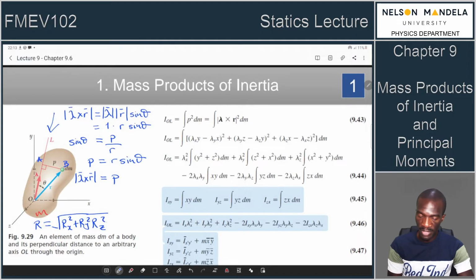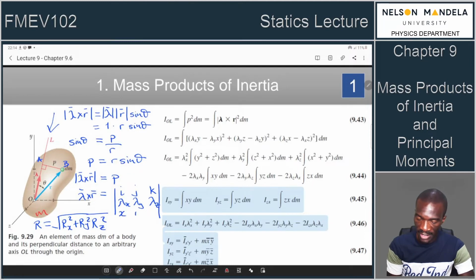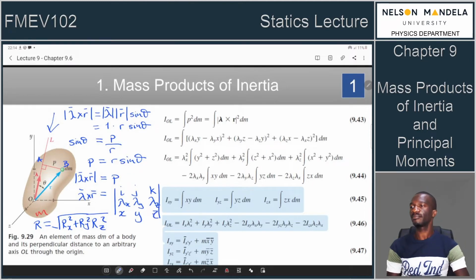So by the same principle, I think you should be able to remember that your lambda cross r can simply be found by, if we say lambda cross r, this is the same as the determinant of the matrix i, j, k, in which our lambda x is the x component, lambda y, and our lambda z. And then our r is simply an x in the i plus a y in the j plus a z in the k. So therefore we have an x, y, z there.